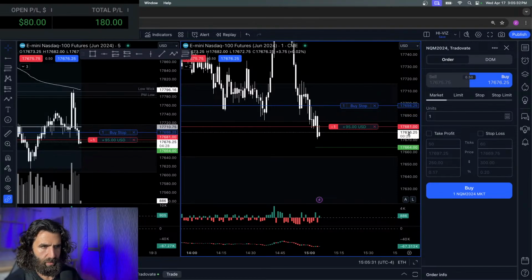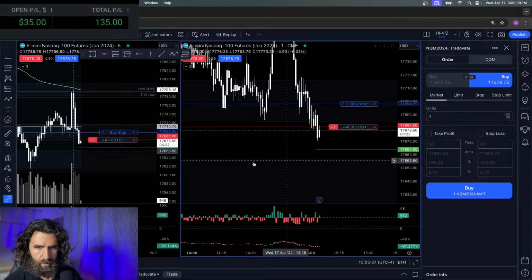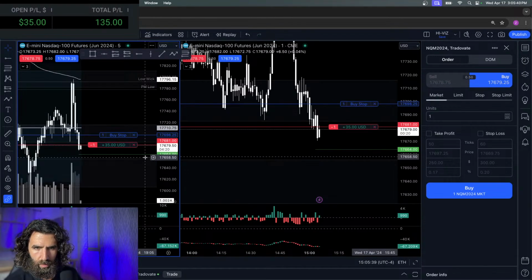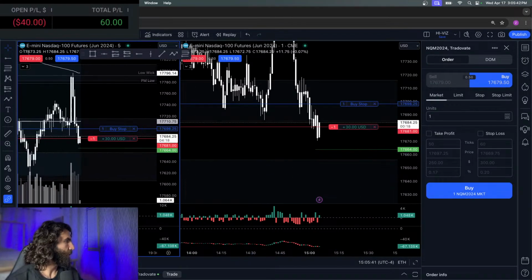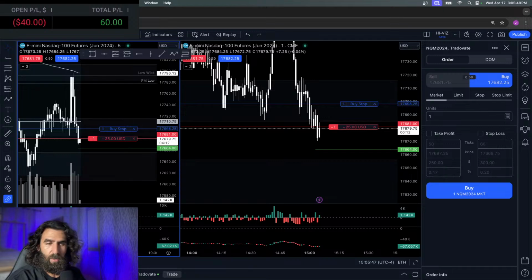Again, pretty tight stop loss, trading on the 1 minute. Only so much you could do to capture some nice risk to reward. But let's see what we get. Easy money, man. Easy money. Take your profit now. That's it.